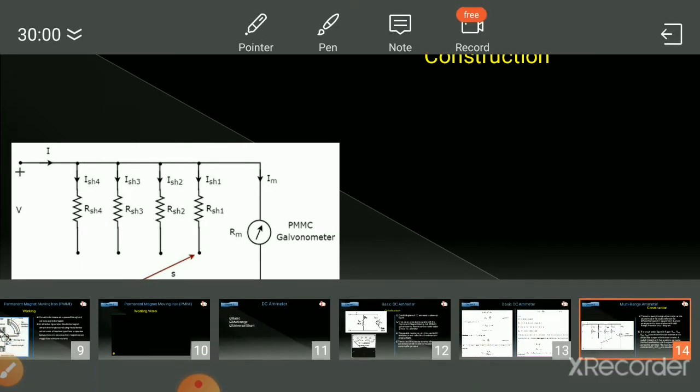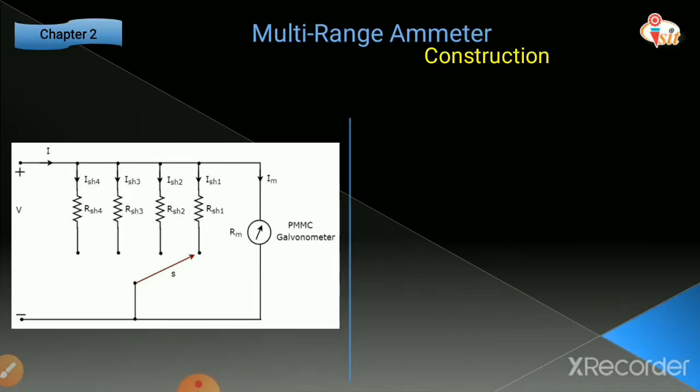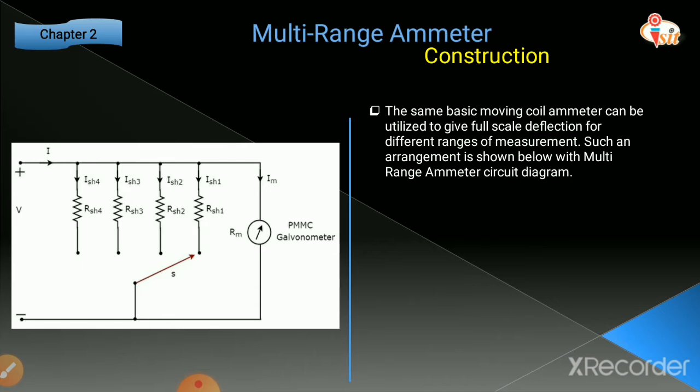Okay, now I am going to show one by one the construction details of multi-range ammeter. Now see here, the first point says that the same basic moving coil ammeter can be utilized to give full scale deflection for different ranges of measurement. Means what? This same moving coil which we already used in the DC ammeter can be used to give full deflection for different ranges of measurement.